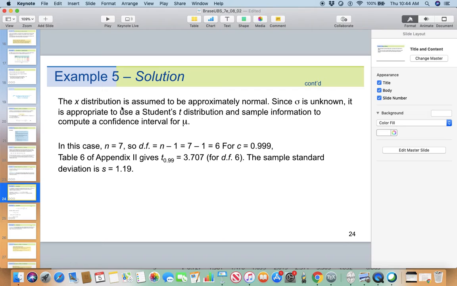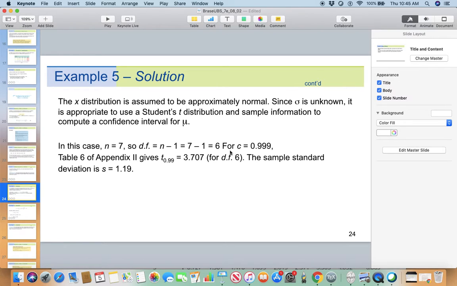Next, the X distribution is assumed to be approximately normal. We don't know the standard deviation for the population. It is appropriate to use a student's t distribution and sample information to compute a confidence interval for mu. We have 7 in our sample space, so our n is 7. So degrees of freedom is n minus 1, that is 7 minus 1, that is 6.